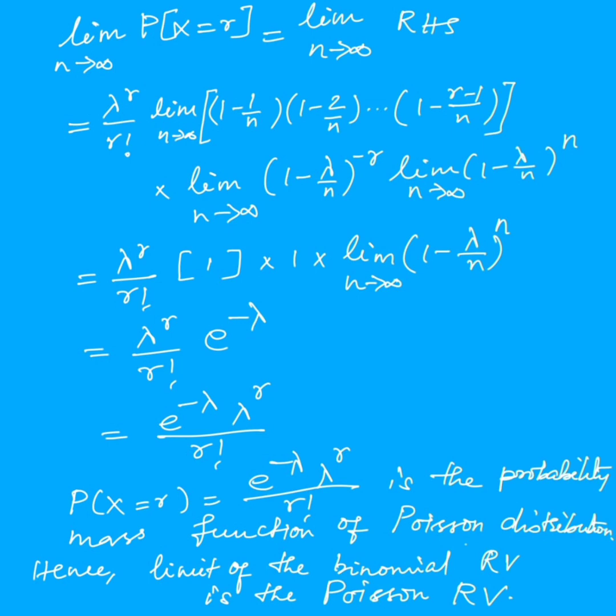The last term, the limit as n tends to infinity of 1 minus lambda by n whole power n, is simply e power minus lambda. Finally, we get e power minus lambda, lambda power r by r factorial. That is, when applying the conditions n tends to infinity, p tends to 0, and np is finite, binomial distribution becomes Poisson distribution. That means Poisson distribution is a limiting case of binomial distribution.